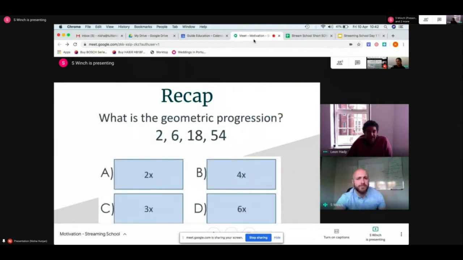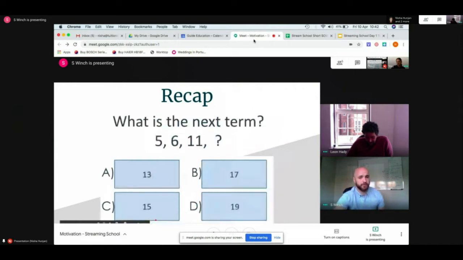Second question is a geometric sequence. What do we multiply each time? There's a consistent multiplication. There we multiply by 3 each time. So the answer would be C again, which would be 3. Here we're looking at a Fibonacci question. So what are we adding each time? Here, you add the previous number, so 6 plus 5 equals 11. 11 plus 6 equals 17. So the answer is B.